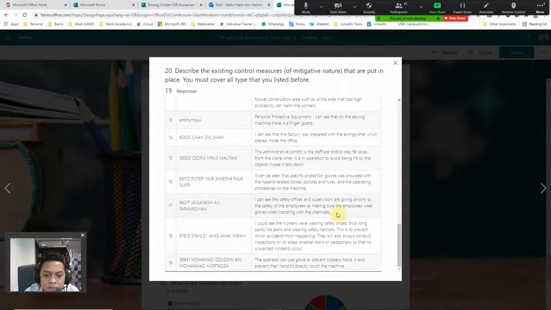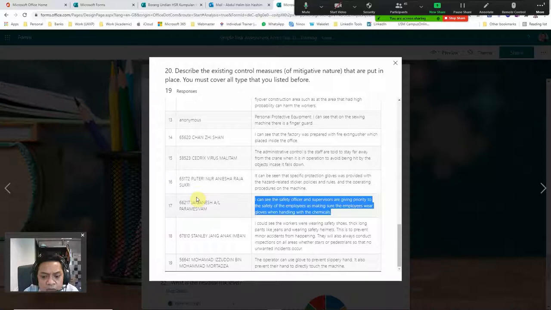I can see the safety officer and supervisors are giving priority to the safety of the employees, making sure the employees wear gloves when handling the chemicals. This is not mitigative, that is preventive. Mitigative is what would be there if they are exposed to the chemical, to protect them from the injury from the chemical getting worse. The damage is already done. They are already exposed to the chemical. Now, what can you do to reduce the effect?